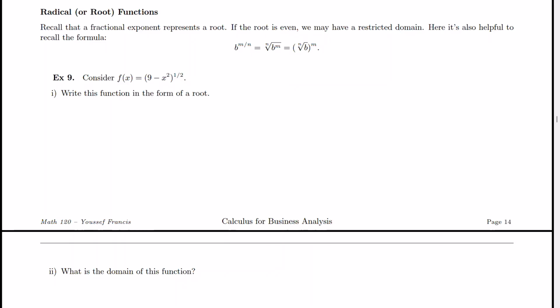Okay, now let's turn our attention to radical or root functions. Oftentimes in this class, we will need to convert from root notation to power notation and vice versa. And the formula we will use to do that is right here in the middle of the page. This formula says if you have b to the fraction power m over n, then that could be written in a couple of different ways: as the nth root of b to the m, or the nth root of b, all to the power of m.